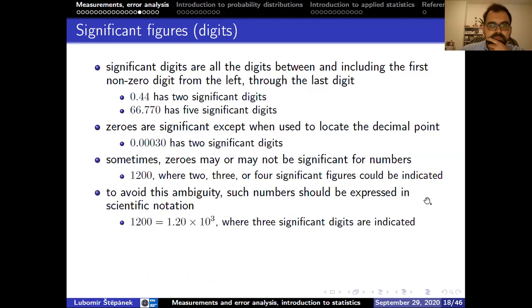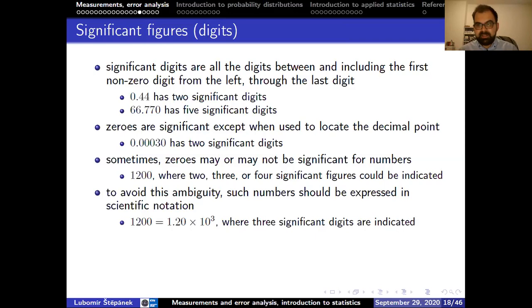Significant digits, also an interesting and important part. This will be easy, I promise. What are significant digits, sometimes called significant figures? Significant digits are all the digits between and including the first non-zero digit, supposing the decimal representation of a number, from the left through the last digit. Yeah, it's as easy as this.